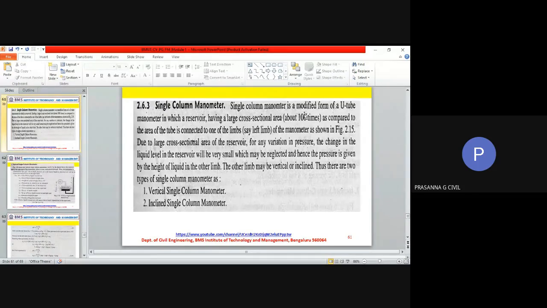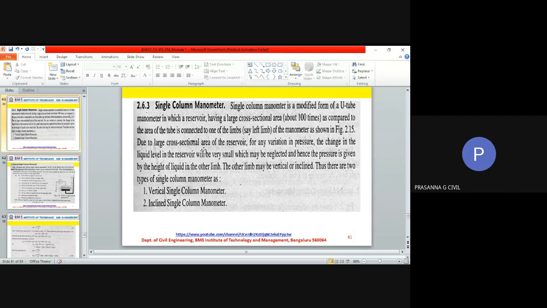So single column manometer can be defined as, because if they are asking you the definition, it is a modified form of a U-tube manometer in which there is a reservoir. Reservoir is a big container having a large cross-sectional area, about 100 times compared to the area of the tube which is connected. That is, the U-tube which is connected to that is very thin, very small. Area is almost 1/100th of that of your reservoir or big chamber.